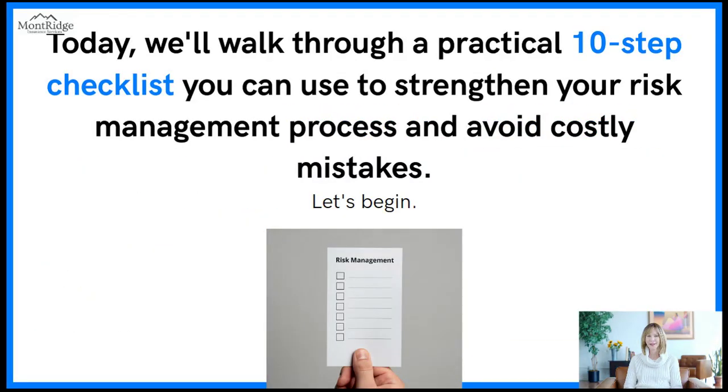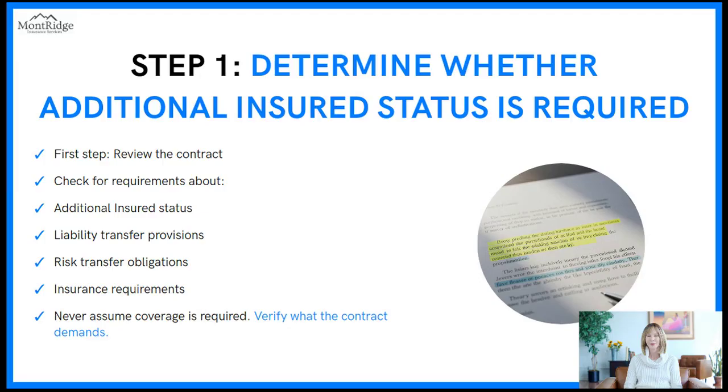Today, we'll walk through a practical 10-step checklist you can use to strengthen your risk management process and avoid costly mistakes. Let's begin. Step 1. Determine whether additional insured status is required. First step, review the contract. Check for requirements about additional insured status, liability transfer provisions, risk transfer obligations, insurance requirements. Never assume coverage is required. Verify what the contract demands.